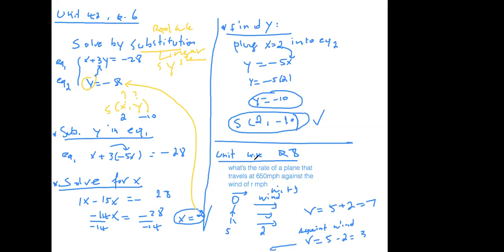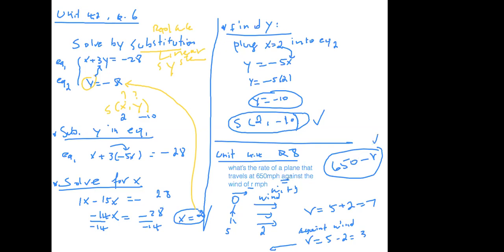So if a plane is traveling against the wind, what do you do to the speed of the plane? The new speed or rate will be 650 minus or plus the R of the wind? Minus. That's right, it will be minus R, because it's against the wind, just like here. It will slow you down. That's one of the options for the question, right? You guys check. Okay, so that's the answer.